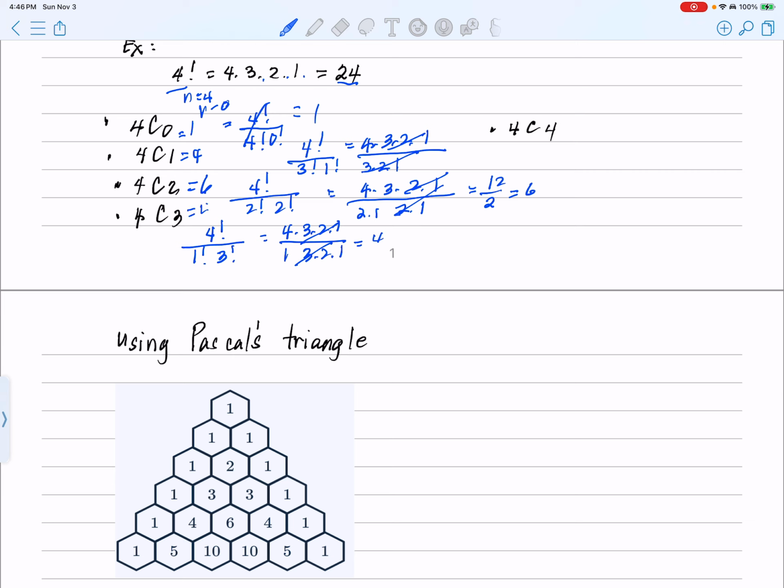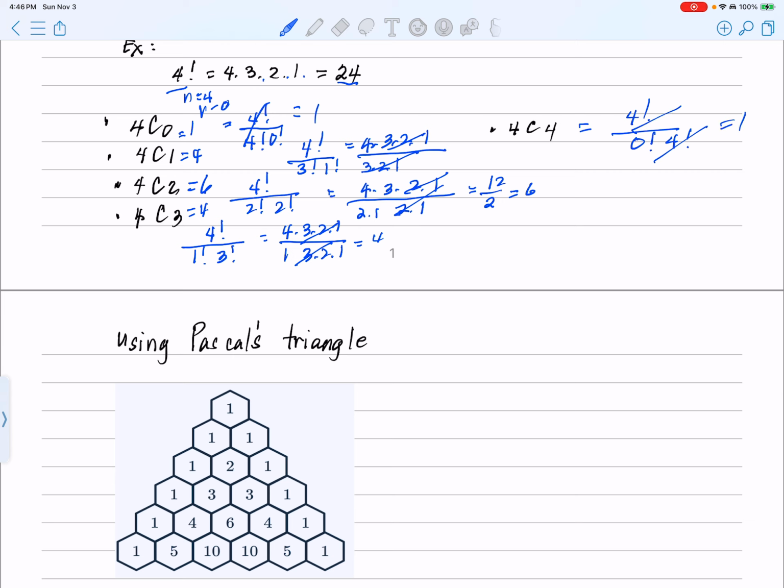How about 4 choose 4? So 4 factorial over 4 minus 4, that's 0 factorial, over 4 factorial. 0 factorial is 1. Cancel out, that would be equal to 1.